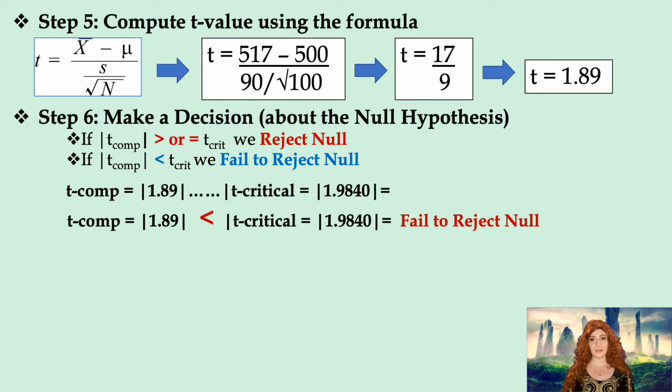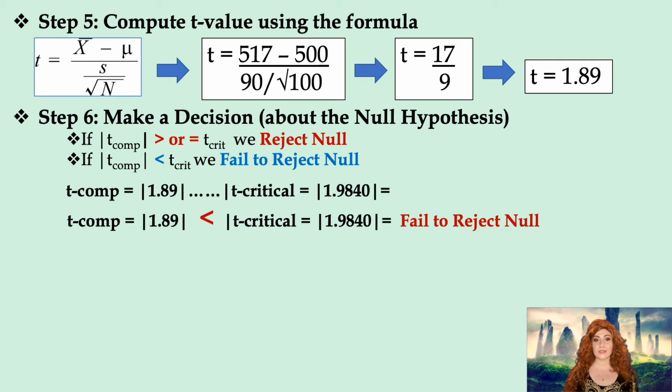One thing that I forgot to mention to you is that when we make these comparisons, we are making these comparisons in absolute value. So if for any reason your t computed value comes out negative, the sign of the value is not relevant because we're going to consider the absolute value. So the absolute value of 1.89 compared to the absolute value of 1.9840 is in fact less. Our t computed value is less than our t critical value. We can see that 1.89 is less than 1.984.